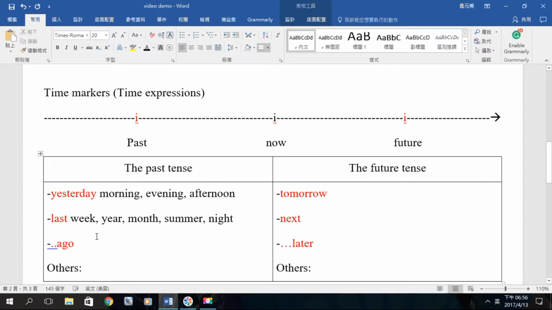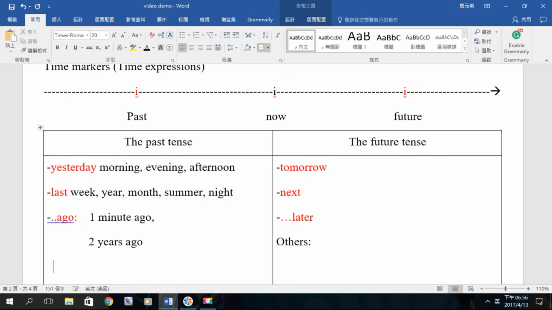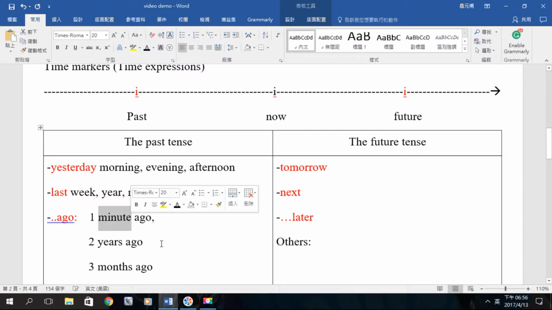As for ago, we use ago like this: 1 minute ago, or 2 years ago, or 3 months ago. So a number followed by a time quantifier and ago. So 1 month ago, 2 months ago, 3 years ago, or 7 seconds ago. This is how we use ago.